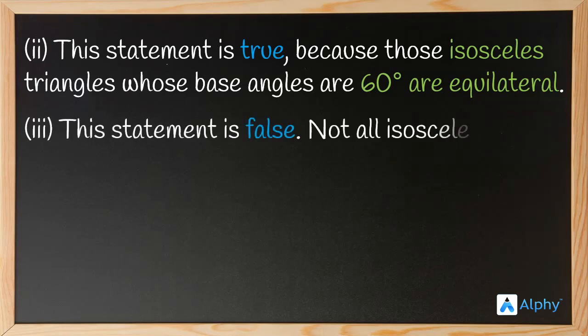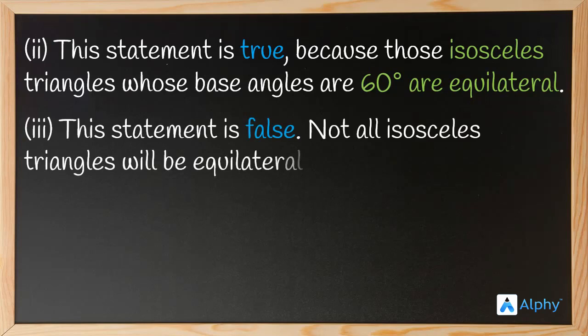Moving on, we have the third part. This statement is false. Not all isosceles triangles will be equilateral. It is not necessary that all isosceles triangles are going to be equilateral, because isosceles triangles need to have two sides equal, whereas equilateral triangles should have all the three sides equal, and it might happen that this is not going to hold true. Isosceles will have only two sides equal, but for equilateral all three sides need to be equal. So you need to think about it a little.